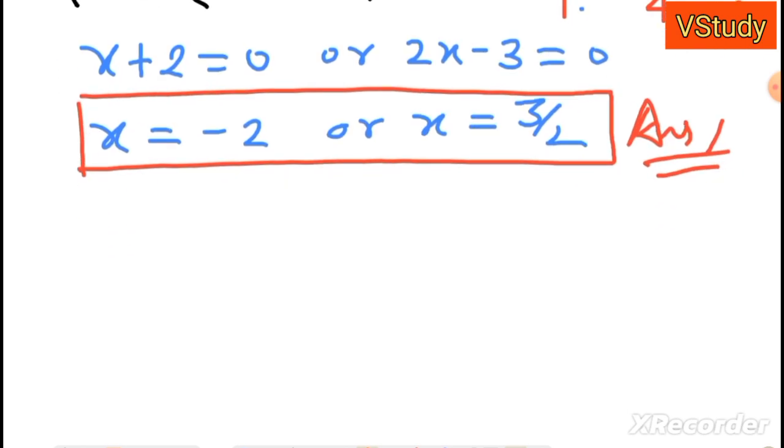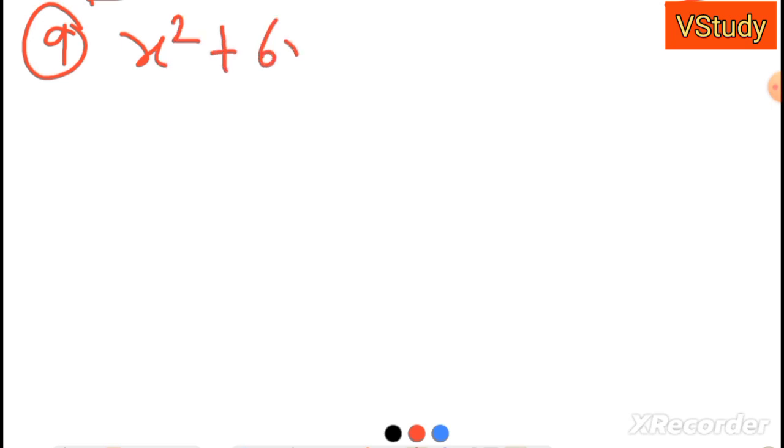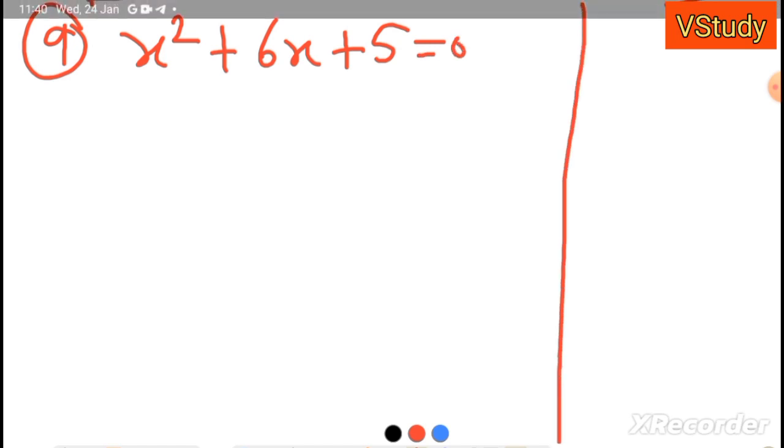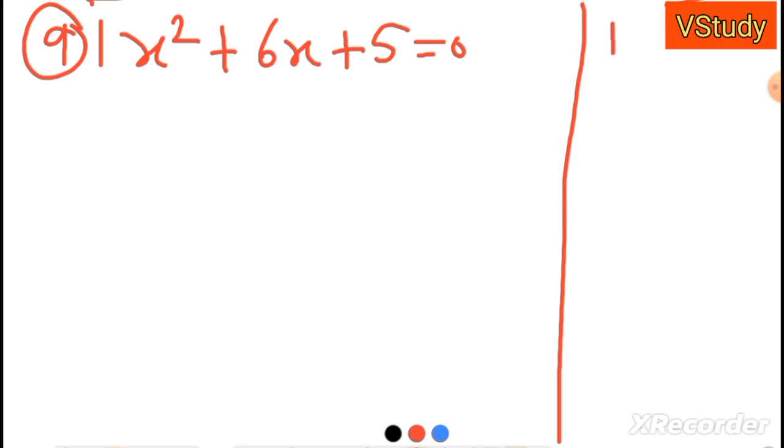Let's move to the next problem. Problem number 9 from the R.S. Aggarwal book of class 10th. Question number 9 is x square plus 6x plus 5 is equal to 0. In the same fashion, again first we multiply the coefficient of x square and the constant term. So here 1 multiply 5, we have 5. Now we have to check the sign of c, the constant term. The sign of the constant term here is positive.